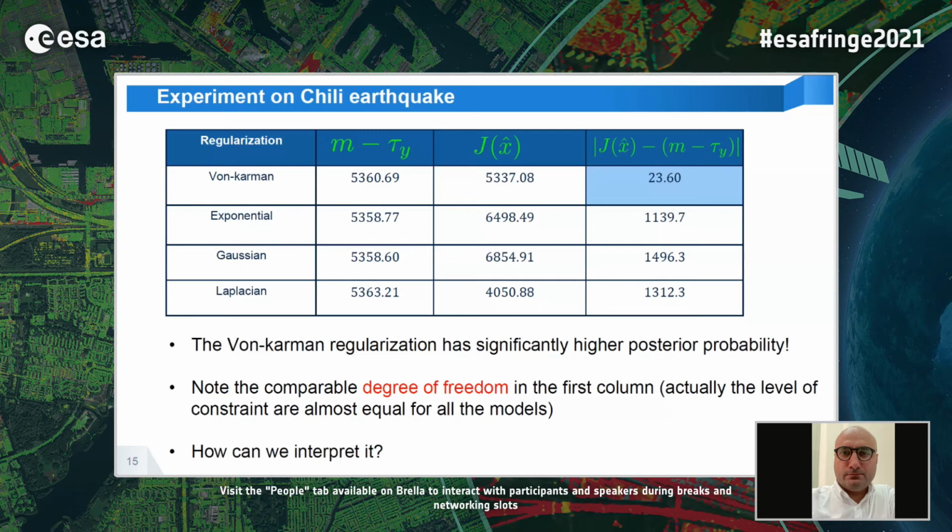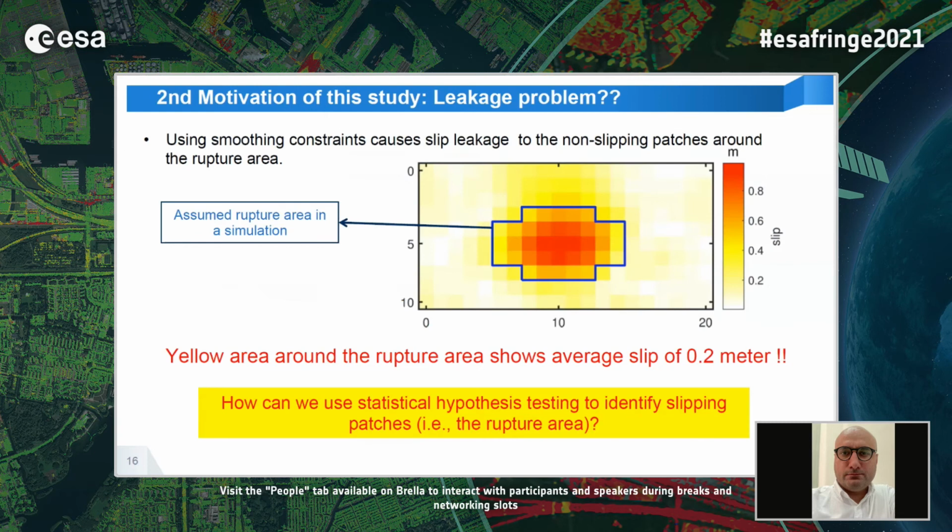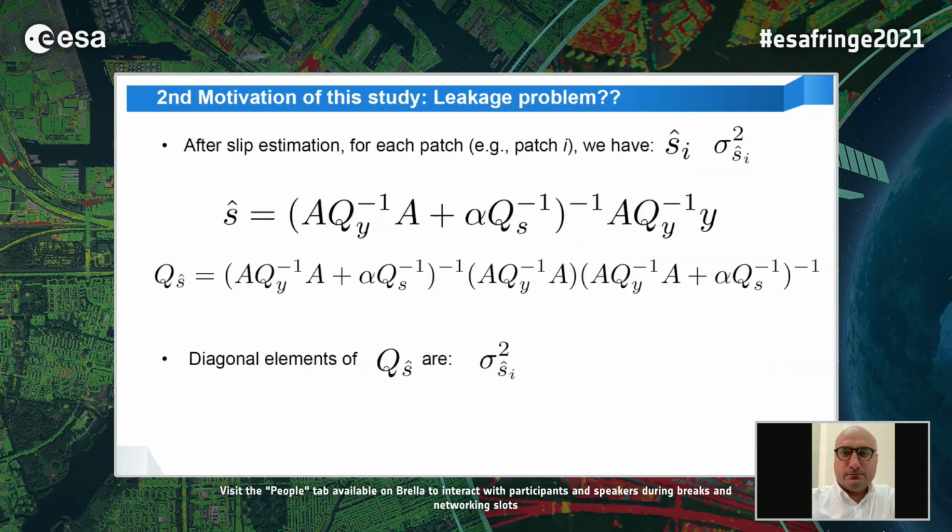If we go to the next slide, is the second problem, the leakage problem. Slide 17, I already introduced the problem. Okay, when we estimate the slip for each patch, we estimate the slip and its variance. So this equation for slip is the first equation. The second equation is the variance covariance matrix, which explains the stochasticity or precision of the estimated slip. The diagonal elements of this variance covariance matrix are the precision or accuracy of the estimated slip.